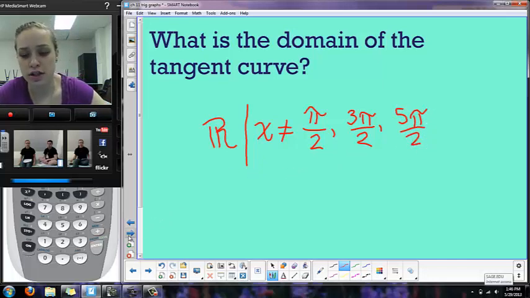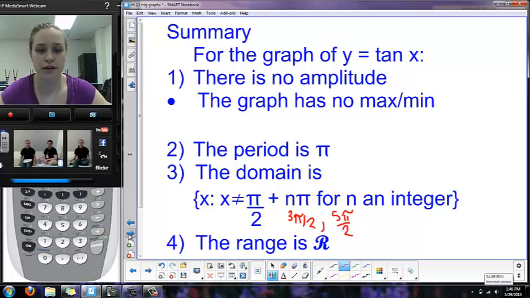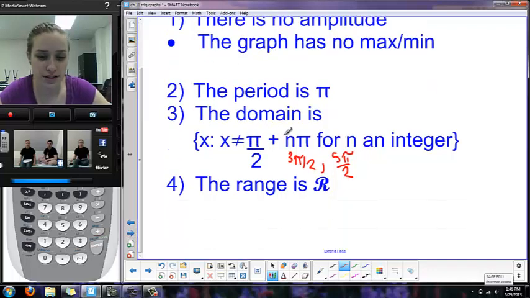Okay, so here's a little bit of a summary about the graph of tangent. Tangent has no amplitude, meaning there's no max, there's no min. It extends towards infinity in both directions, so there's no technical amplitude. The period is pi because that's the amount of space that we need in order to see one full curve. The domain is x, such that x is not equal to pi over 2 plus n times pi. And that just means any multiple of pi going on after that.